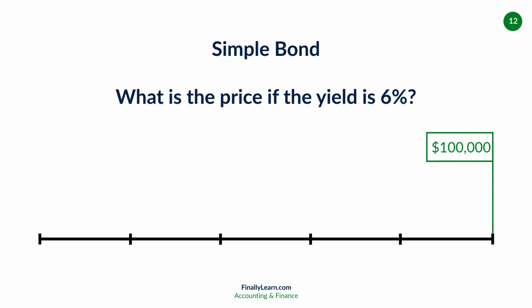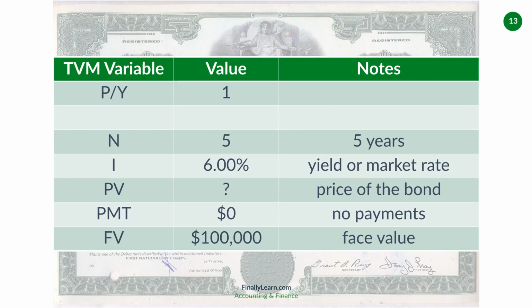If you want a yield of 6%, what happens? The bond doesn't pay 6%, but the bond is discounted and sold to yield 6%. So we need to use time value of money, so your financial calculator or a spreadsheet like Excel. The periods per year would be 1. The number of periods would be 5 because it's 5 years. We now know the interest, the yield is 6%. We know that we're solving for present value. Our payment is 0 because there are no payments in this bond because it's a 0 coupon bond. The future value is $100,000 face value.